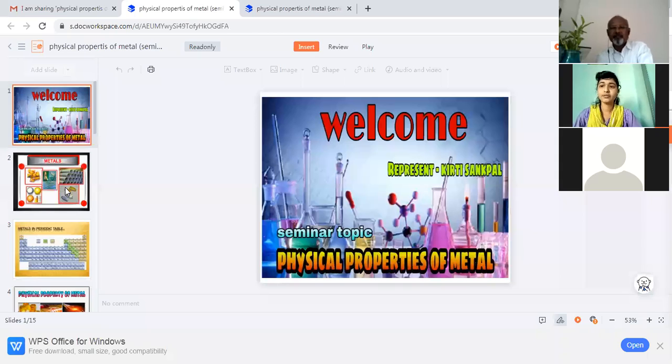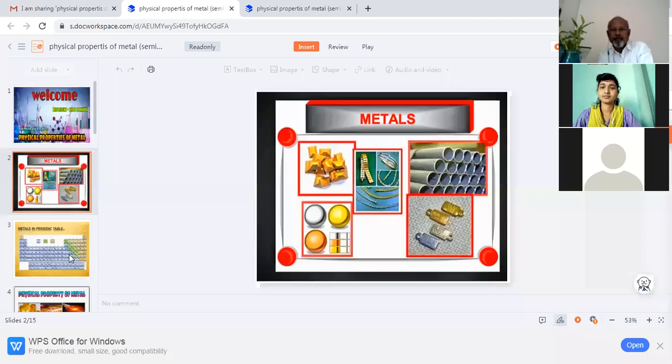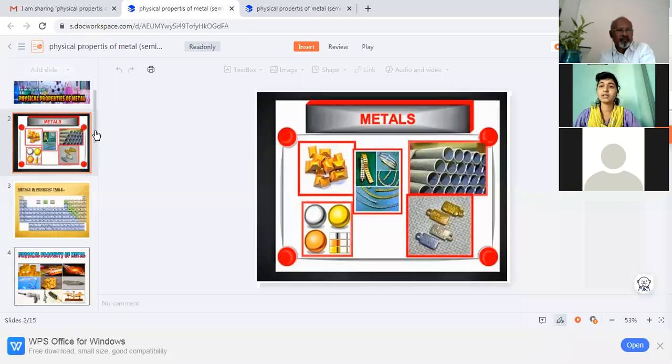Good morning everyone. Today I would like to give a seminar from the chemistry department. My name is Kirti Sangpa. My seminar topic is physical properties of metals. Next. Let me start with the introduction. What is a metal? Metals are elements. Most metals are solid, except mercury, which is liquid.